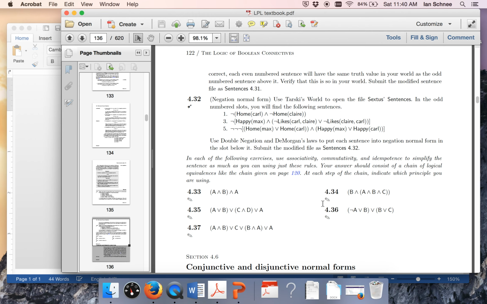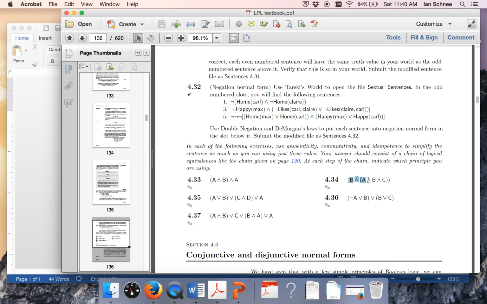Here we are, 4.34. So B and A and B and C. Well, if you think about it, this is just one giant conjunction. We don't have a mixture of symbols. So really this is the same as B and A and B and C. We can just drop these inner parentheses. Of course, these outer parentheses are also unnecessary, so we could drop them too.